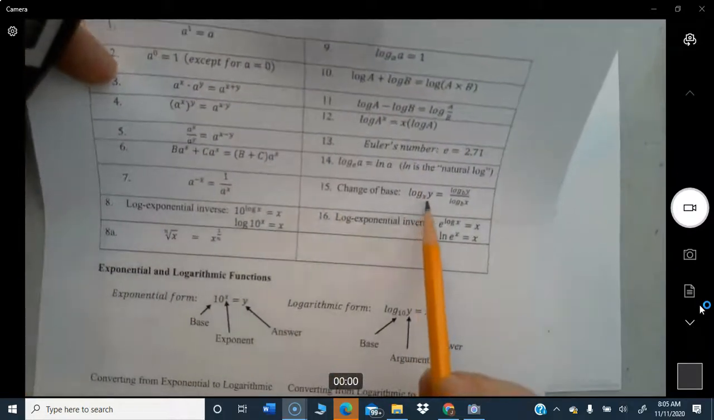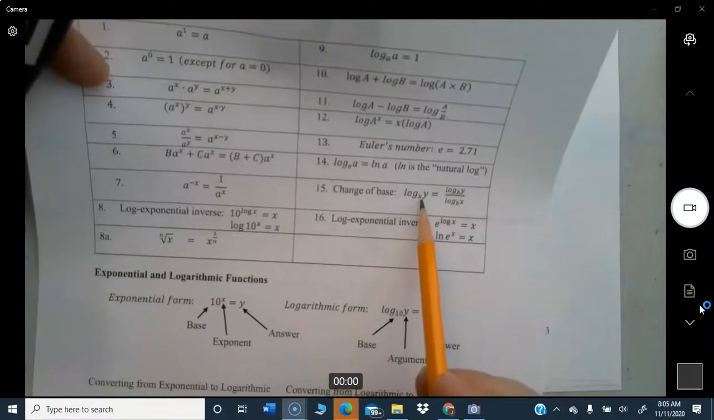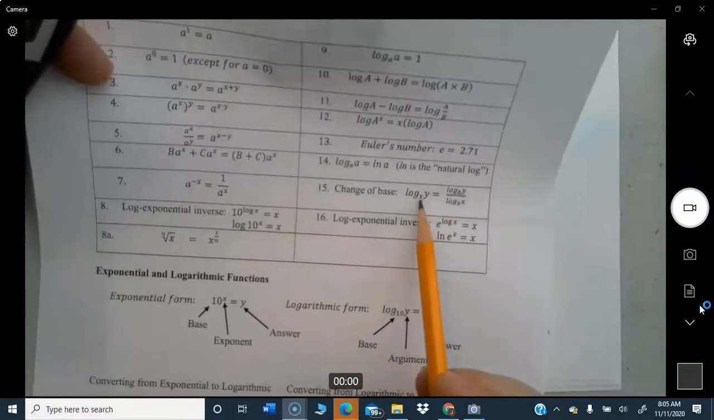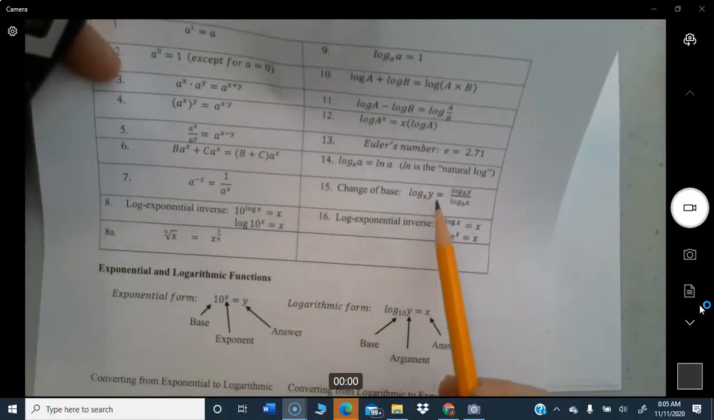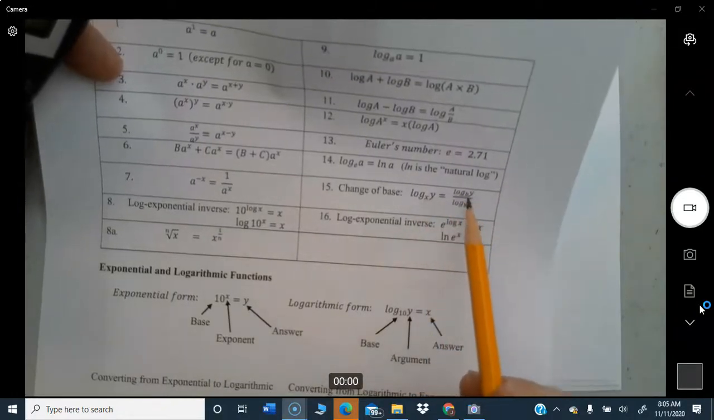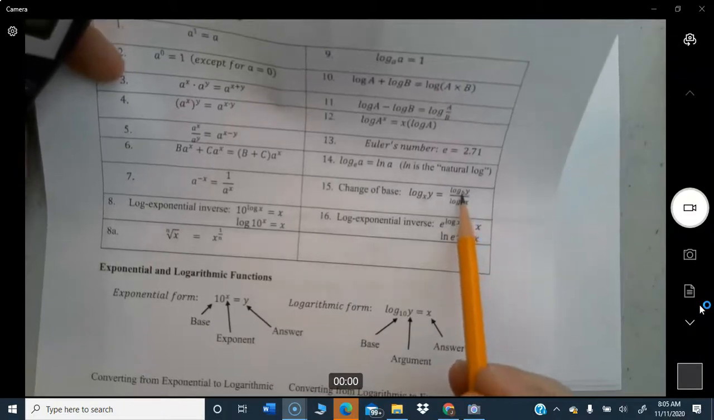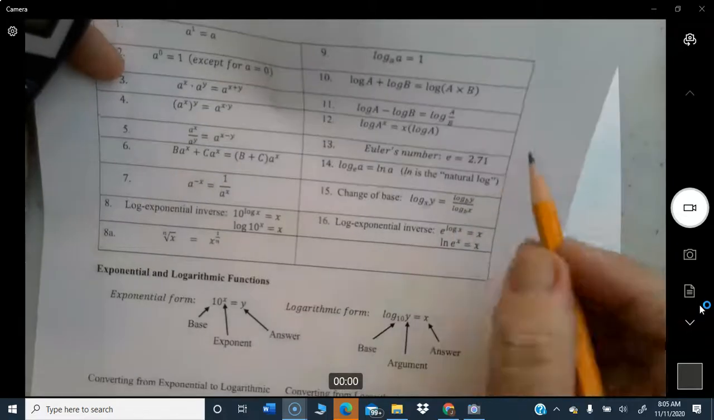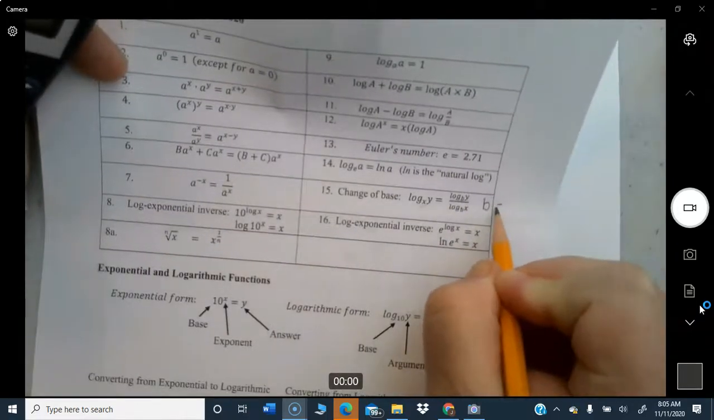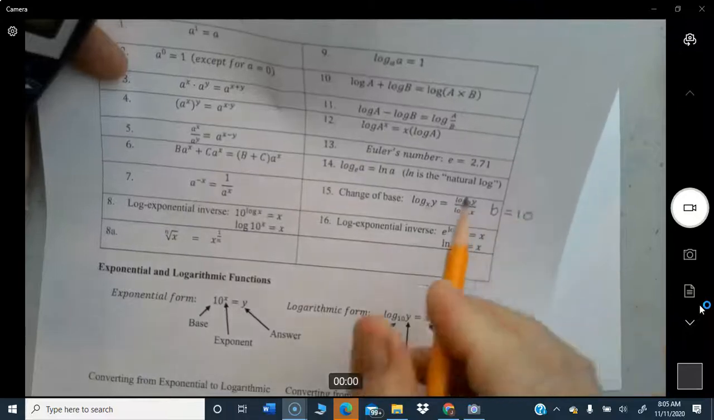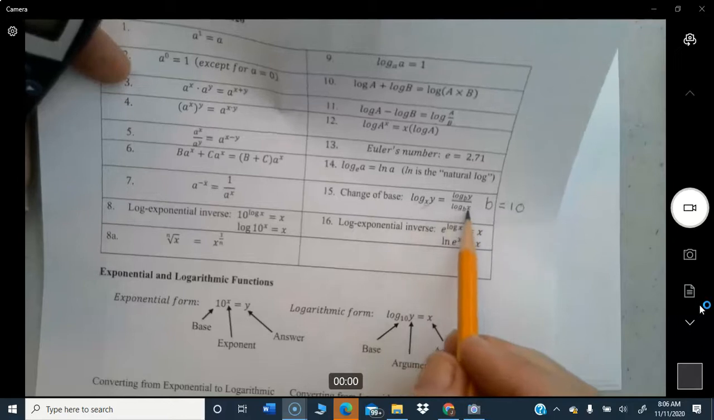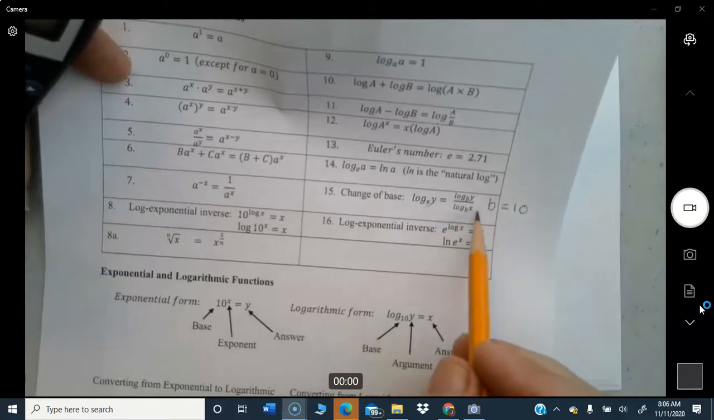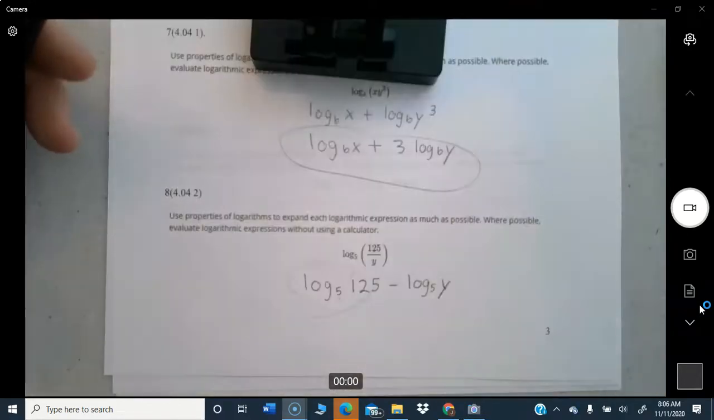Change of base says if you have log of some base x, it could be some oddball base like 5, because your calculator won't do a base 5 problem, of an argument y, it's the same as log of y to any base you want to choose for b right there. It could be anything you want. And of course, the one you're going to choose is 10. So you always want b equals base 10, because that's the one your calculator does. And then it's the log of this base here, x, and that's also to the base 10. All right, so let's see how that works.